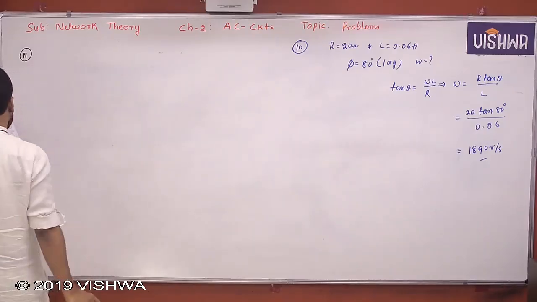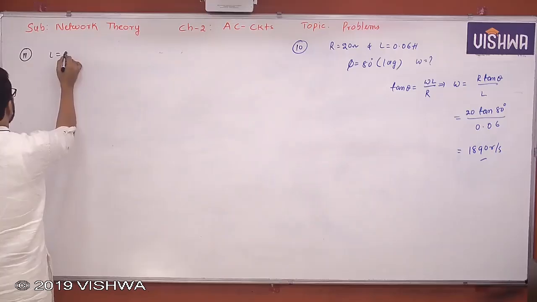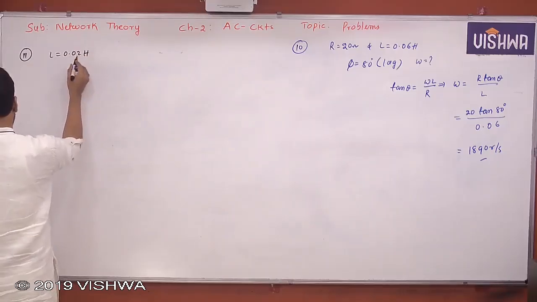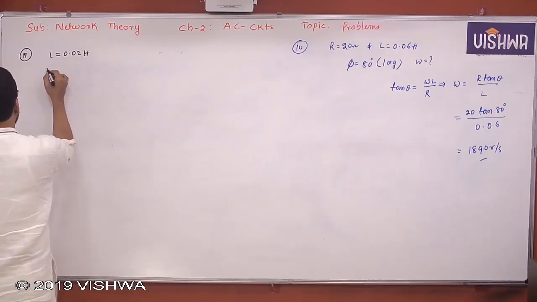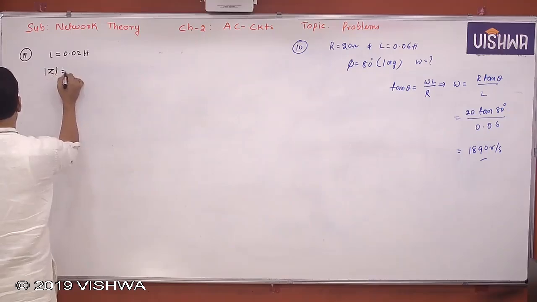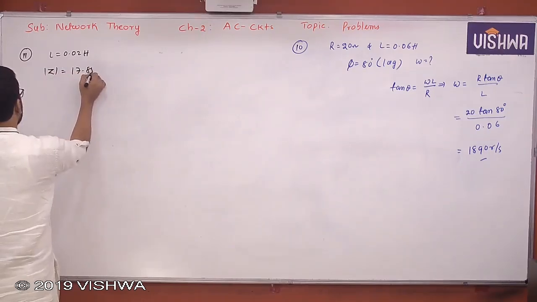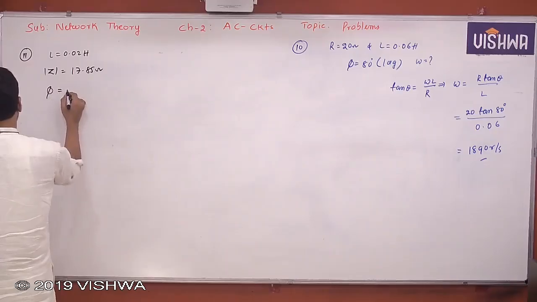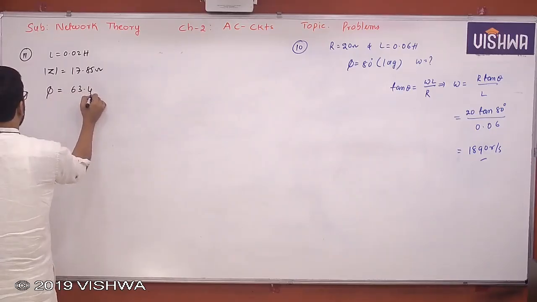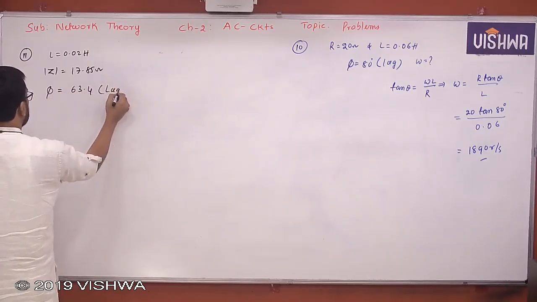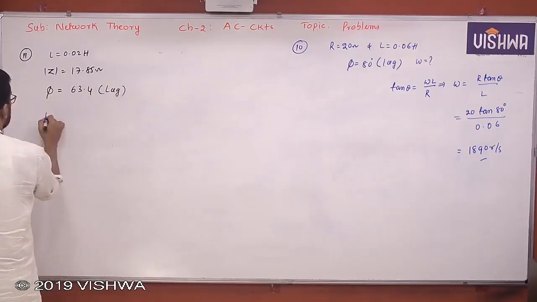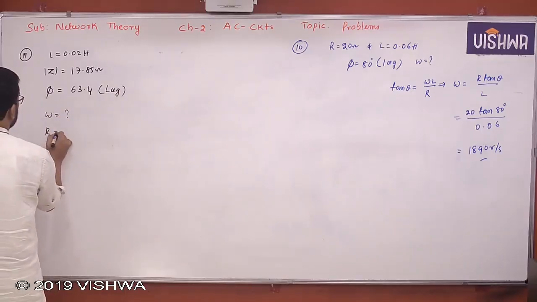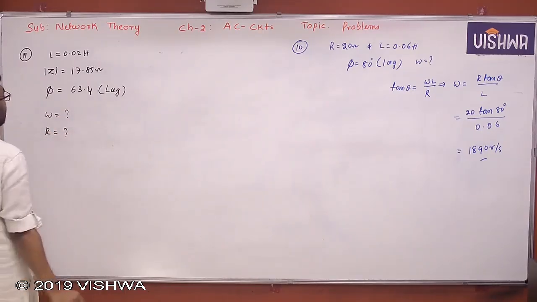A series RL circuit has L is equal to 0.02 Henry and an impedance of 17.85 ohm, and current lags the voltage by 63.4, the lagging power factor angle. Just asking what is omega and what is R. Okay, so Z, L, phi is given.